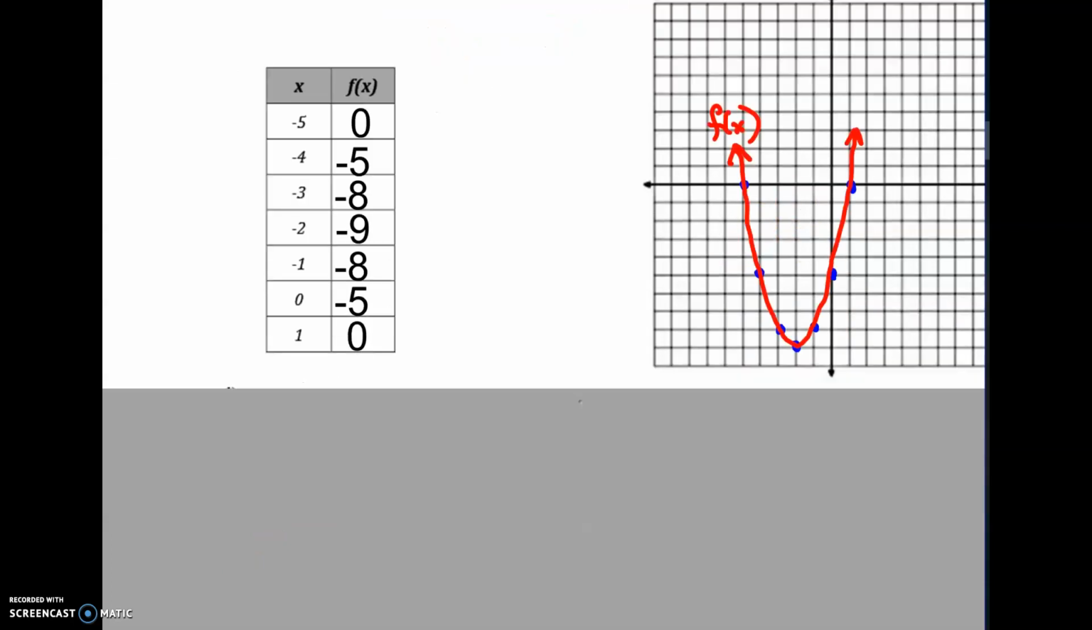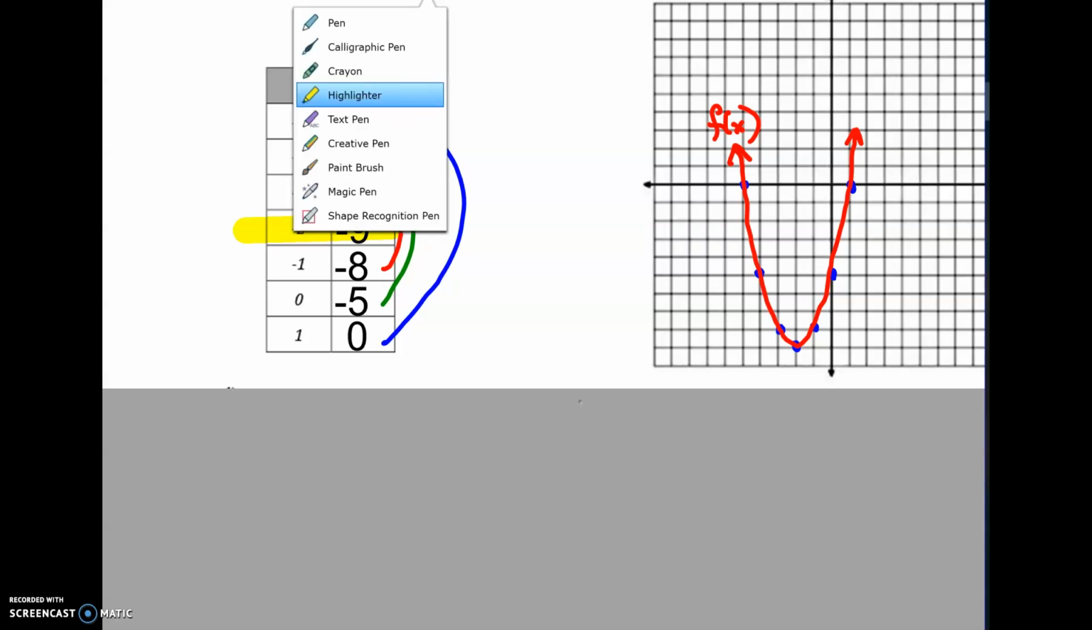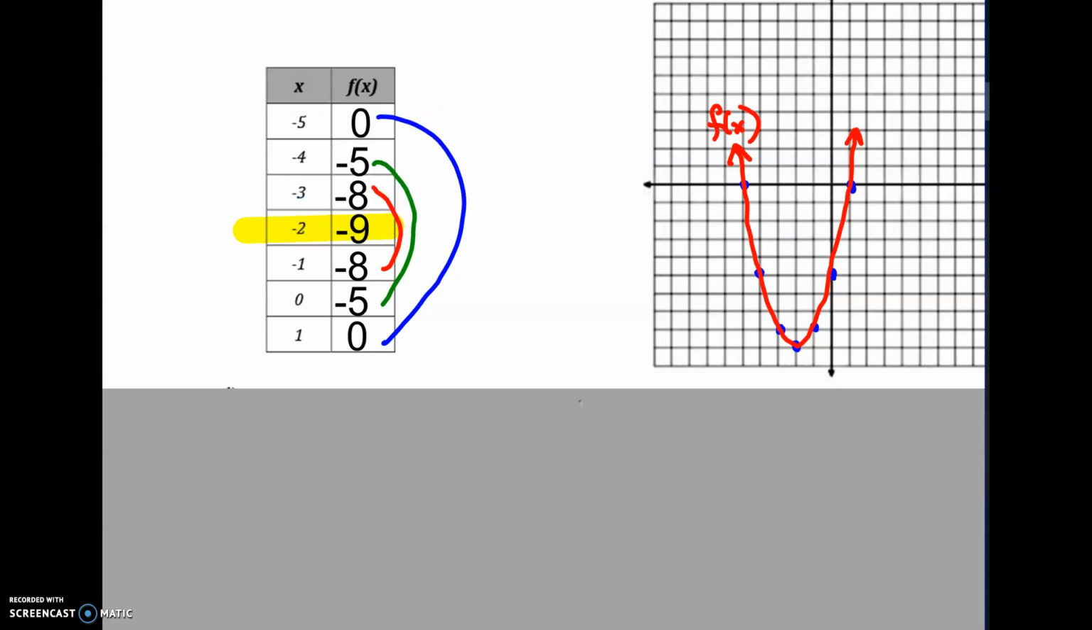So something you should notice in your table is this pattern that happens. These two numbers are the same. Similarly, these two match. These two also match. And then sandwiched between them is one point that doesn't have a pair. That is the point that we are going to call our vertex. The vertex is the turnaround point of my parabola. So it's this point right here that is my vertex.